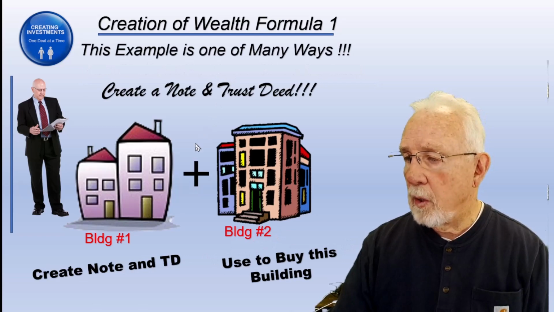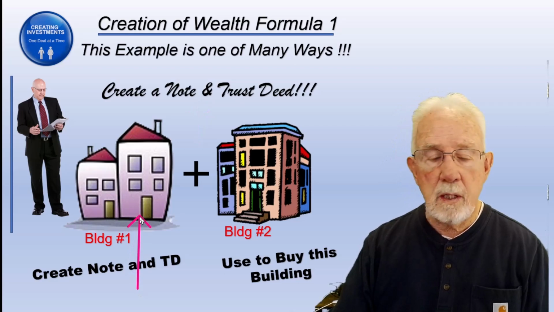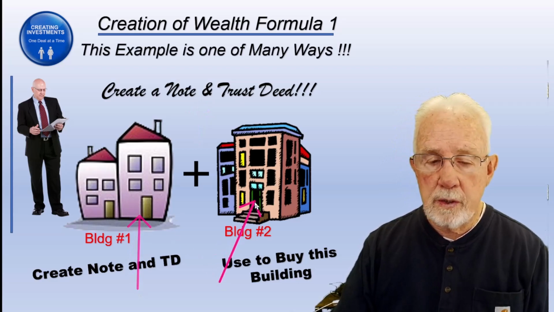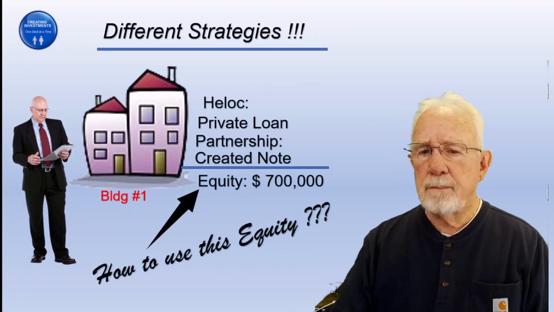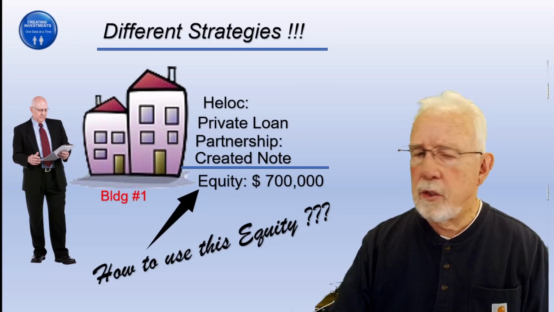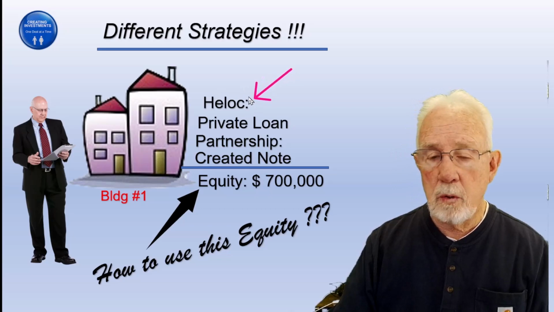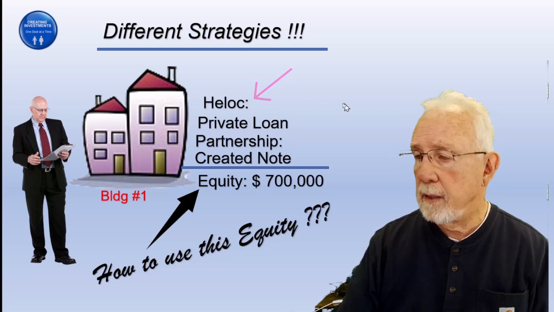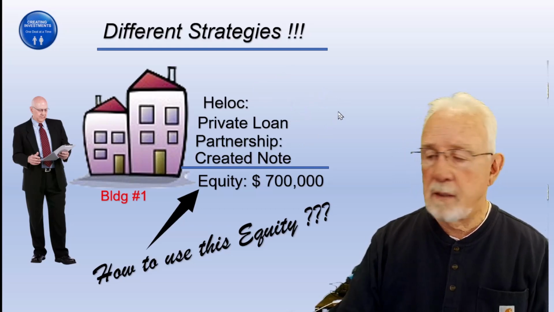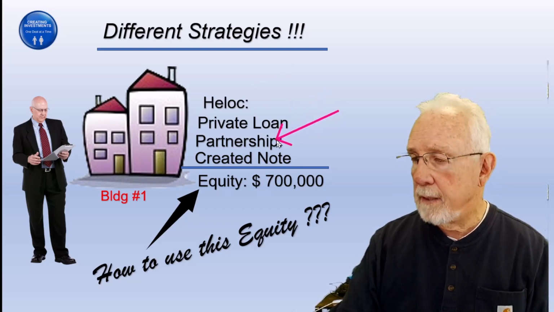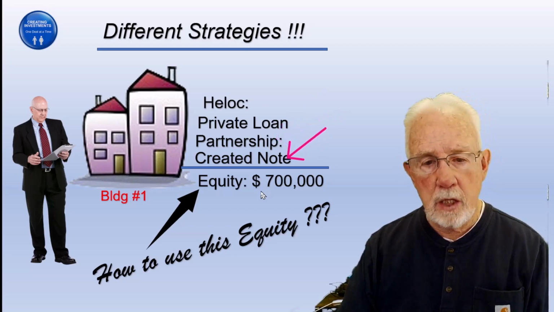In this example, we're going to create a note and a deed of trust. We're going to create a $400,000 note on this building, and we're going to use it to buy this building. So exactly how does that work? Well, you could use different strategies to make it work. You could get a HELOC, a home equity line of credit, or a commercial line of credit against your building. You could use a private loan to come in in second position and loan you the money at their rate. You could form a partnership, or you can do it yourself. You can create a note.